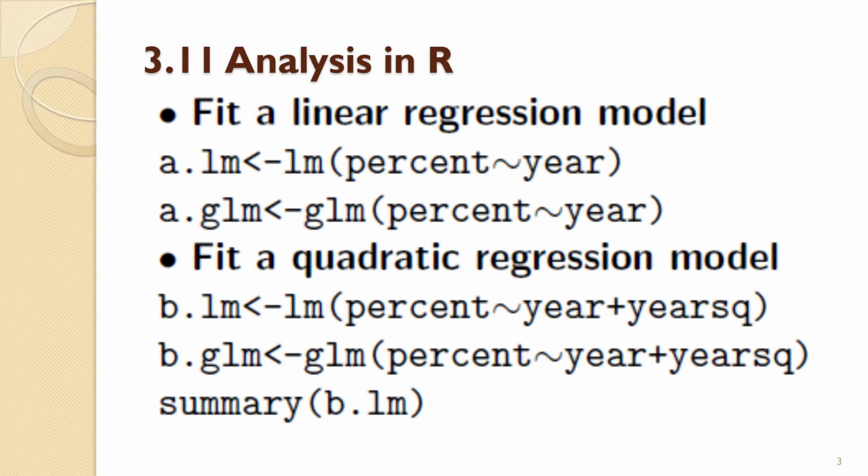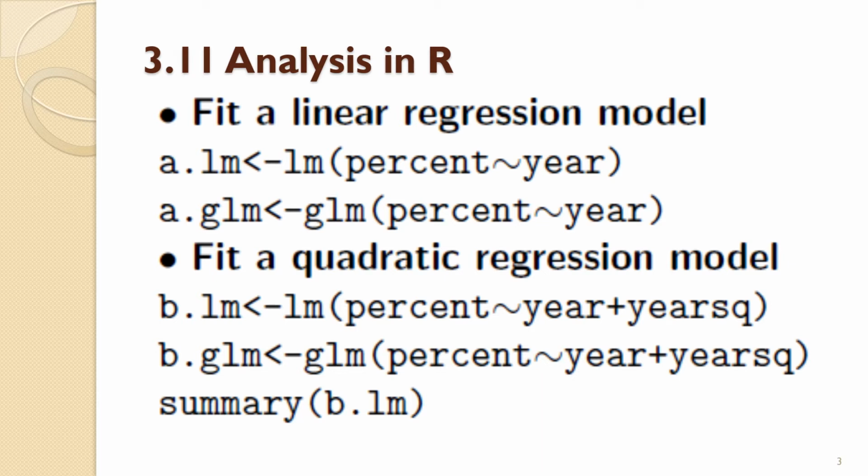So the analysis in R then. To fit a linear regression model, this is just the simple two-variable regression model. How you would do this would just be M goes to lm with percent related to year. Call it something simple, and the tilde sign there means that the percentage of divorces caused by adultery is related to the number of years of marriage.